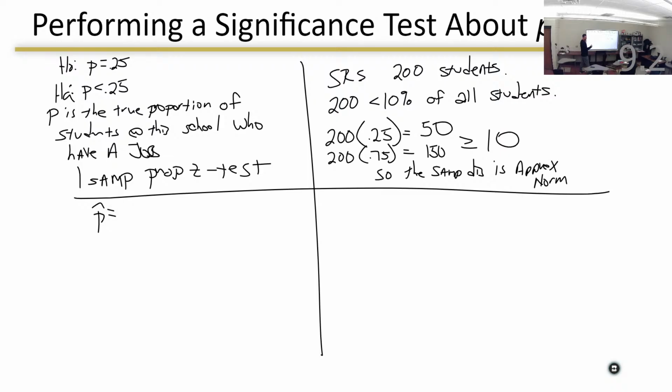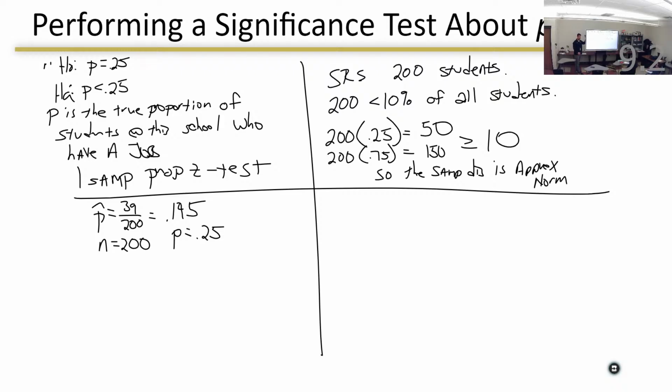What was P hat? 39 out of 200, 0.195. Thank you. We got to have that in there somewhere. I would like to say that N is equal to 200. I'll go ahead and say that P equals 0.25, but you don't have to because we did it over there. You can double up on stuff, it's okay. I think that's all I really need.